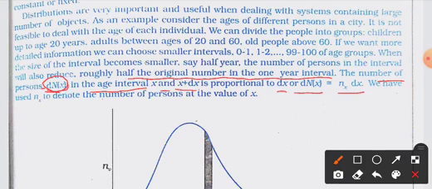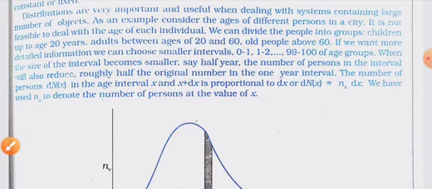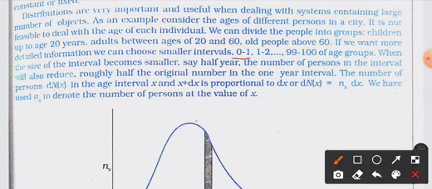The number of persons dnx in the age interval x to x plus dx is proportional to what? It is proportional to dx, the interval between them. So the number of persons is proportional to the interval also. The more the interval, the more will be the number of persons in that interval.